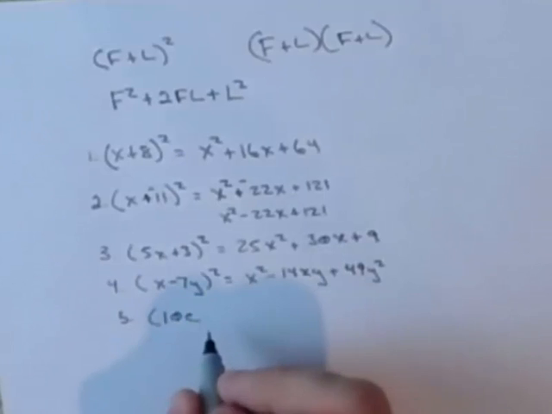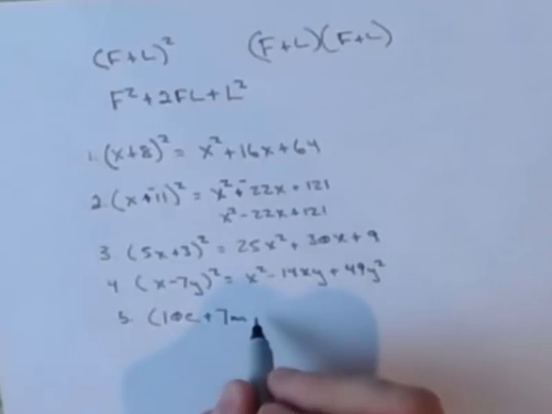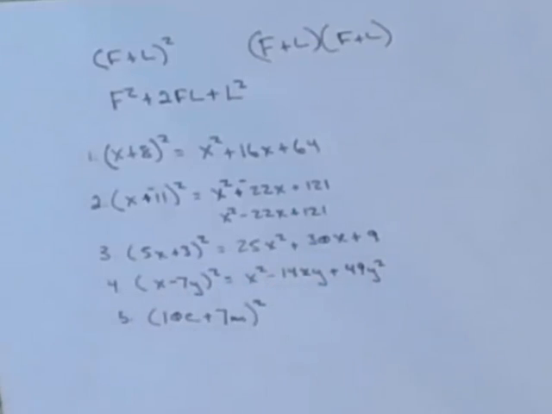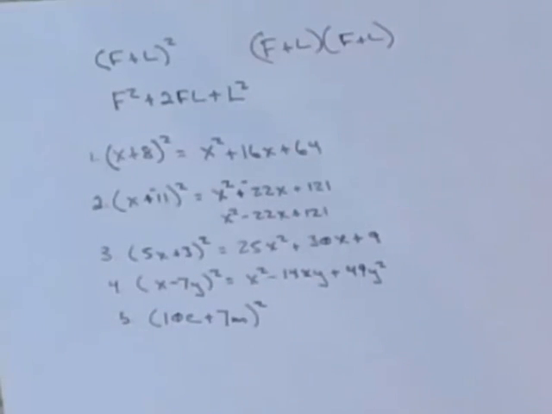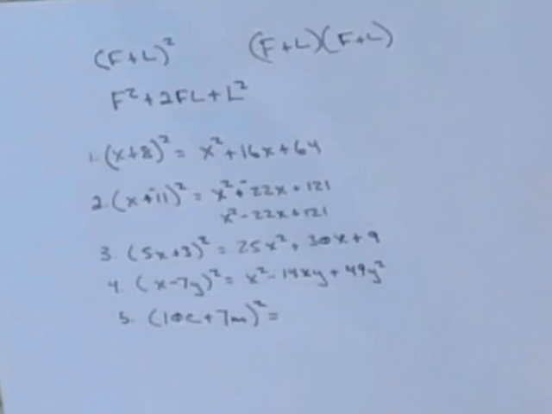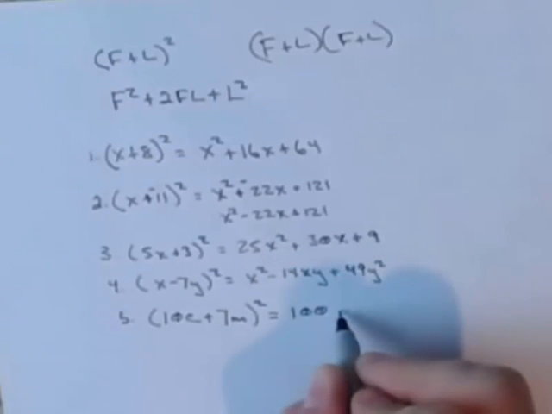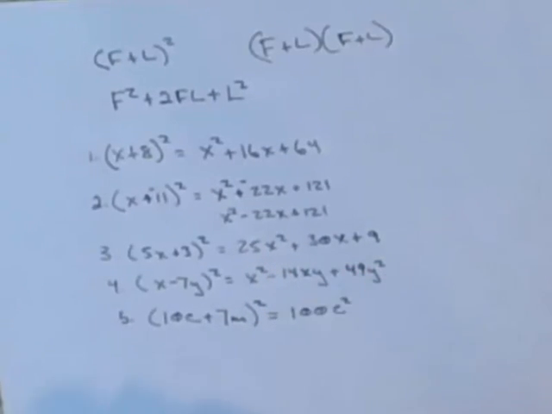(10c) plus 7m quantity squared. Okay. The first term here is 10c. 10c squared would be 10 times 10, which is 100, times c, or c squared. So it's going to equal 100c squared. That's the first term squared.